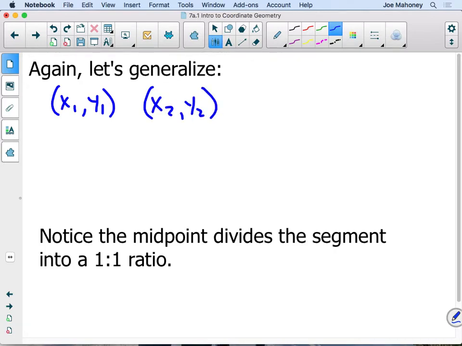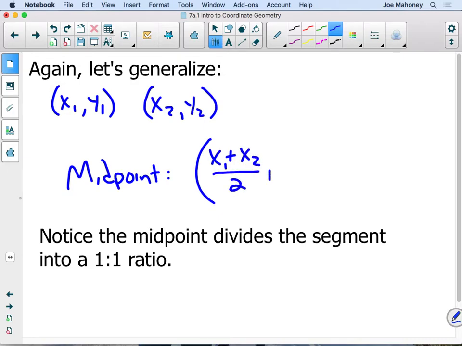x1, y1, and x2, y2. We're going to say the midpoint is another point, so you got to write it as a point. Add up the x's, divide it by 2. Add up the y's, divide it by 2. So the midpoint is a point. It's the average of the coordinates.